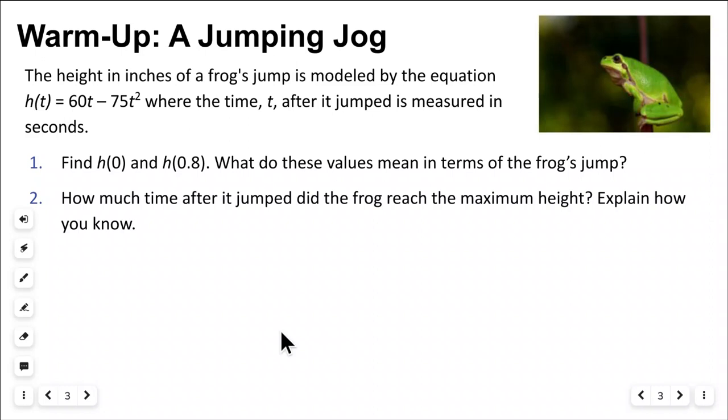The story was about a frog that jumps. So we've got the height in inches of a frog's jump is modeled by the equation h of t equals 60t minus 75t squared, where time is represented with t. The time after it jumps is represented by t, and it's measured in seconds. The first question is asking us to find h of 0 and h of 0.8. So let's start with that.